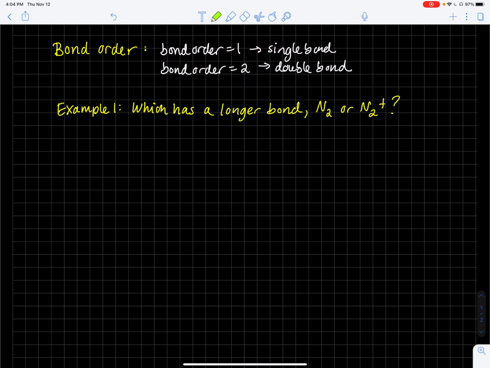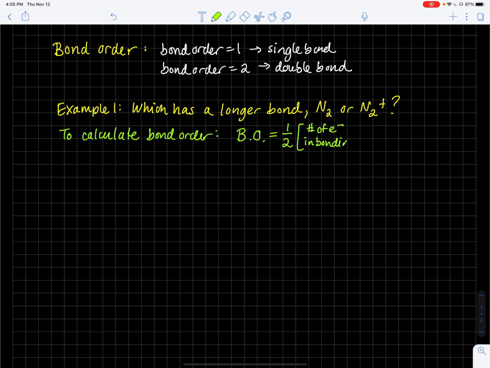And before I do that, I want to tell you what the formula is to calculate bond order. It's a very simple formula. Bond order, which has the hilarious initials BO, is equal to 1/2 times the number of electrons in bonding MOs minus the number of electrons in antibonding MOs. Okay, so that's the formula that we use.